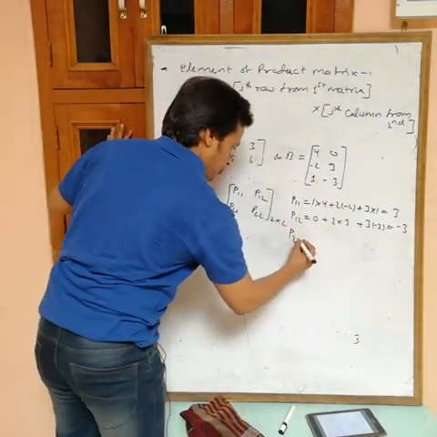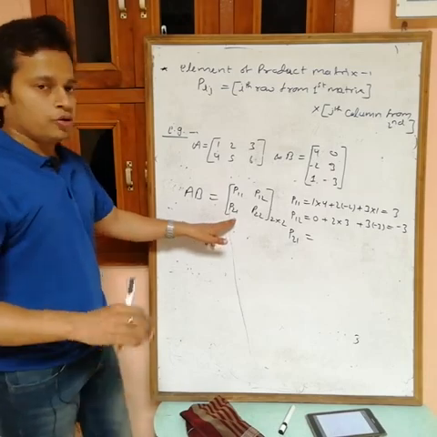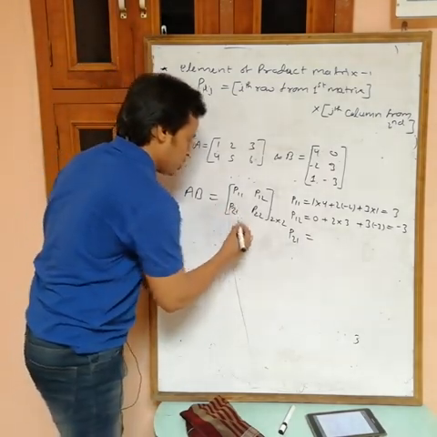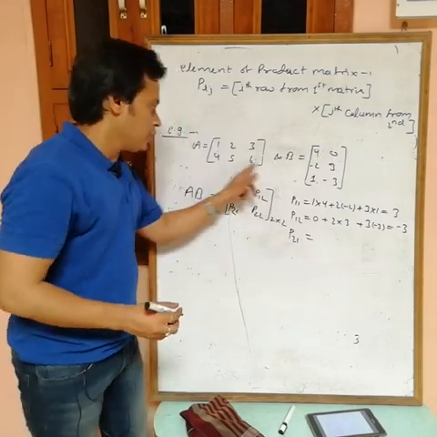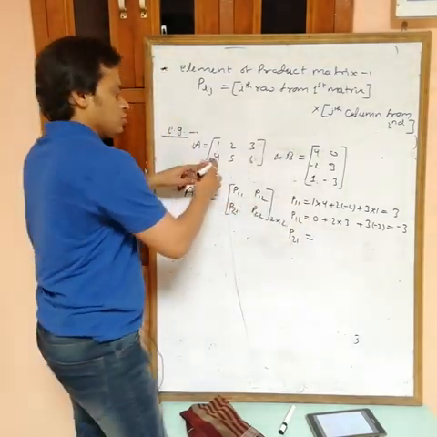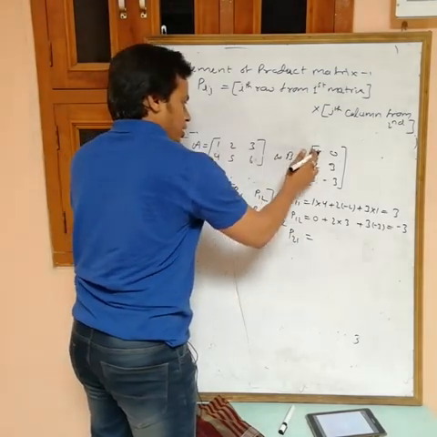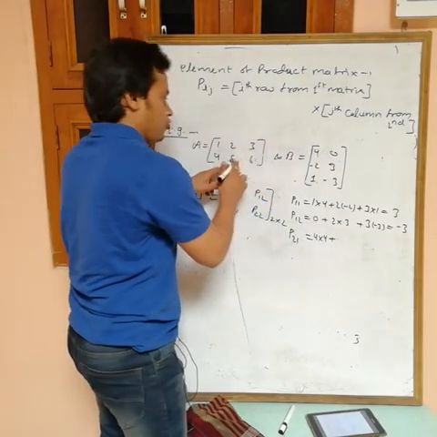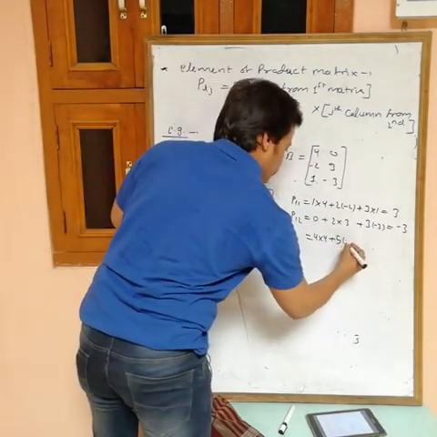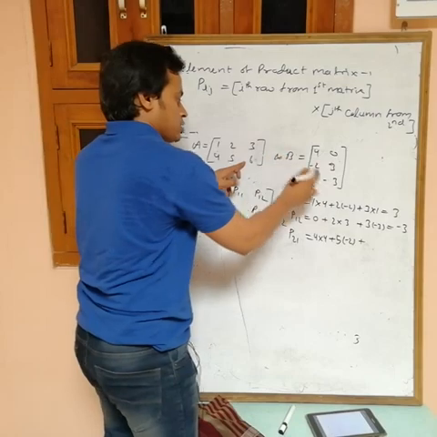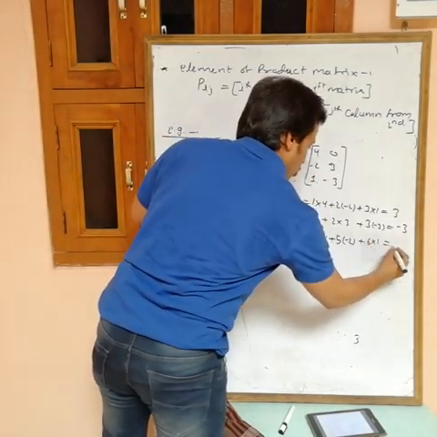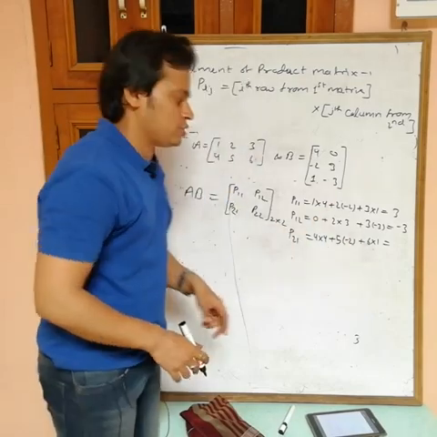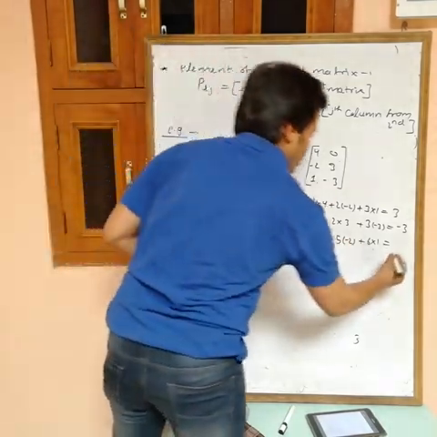Now P21, how to get P21? To get P21, multiply the second row with the first column. Multiply corresponding elements: 4 into 4 plus 5 into minus 2 plus 6 into 1. If you solve this one, what you will get? 16 minus 10 and plus 6. 16 and 6 is 22, minus 10 is 12.